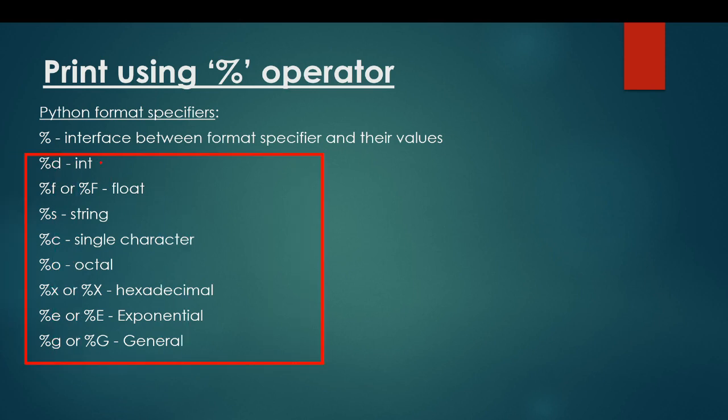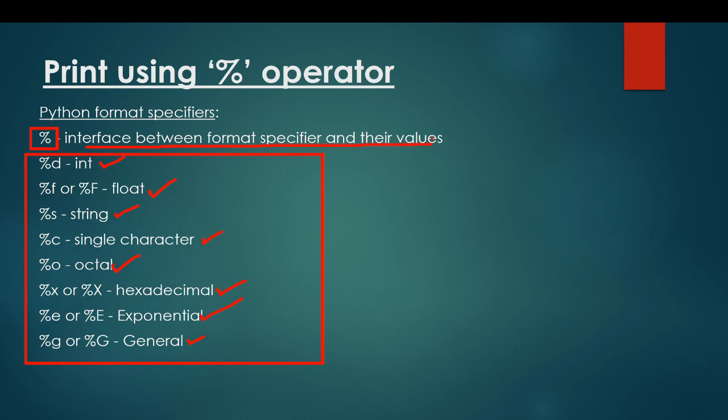So %d represents int, %f or %F uppercase represents float, %s represents string, %c represents a single character, %o octal, %x or uppercase X both represent hexadecimal, %e in lowercase as well as in uppercase represents exponential, %g in lowercase as well as in uppercase represents general, and only the percent symbol is the interface between the format specifier and their values. Now what does it mean?